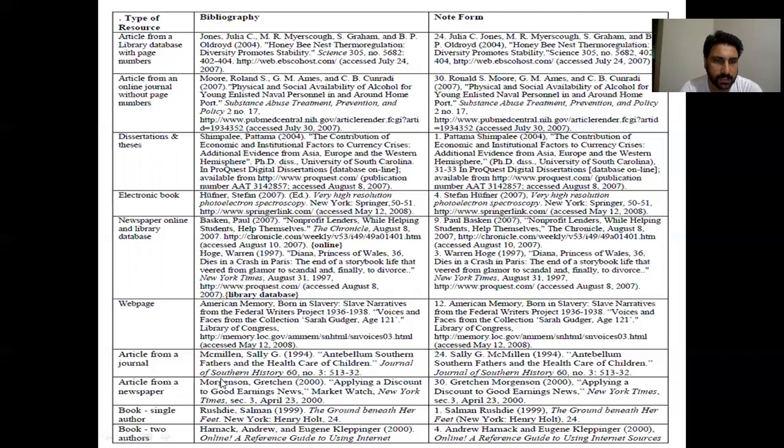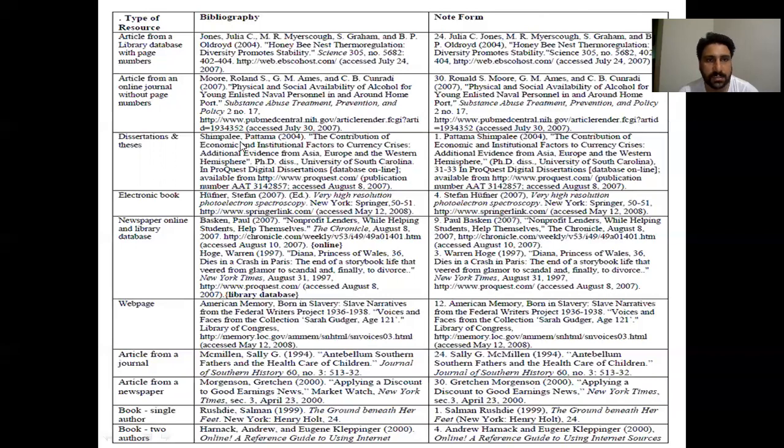Then, an article from a newspaper. Again, you write who authored that article, then the year of publication, then the name of the article, and then the name of the newspaper, which here is the New York Times, Market Watch, section 3. It was published April 23, 2000, which is the exact day that the article was published in section 3. You need to provide the information of the day as well for a newspaper article.